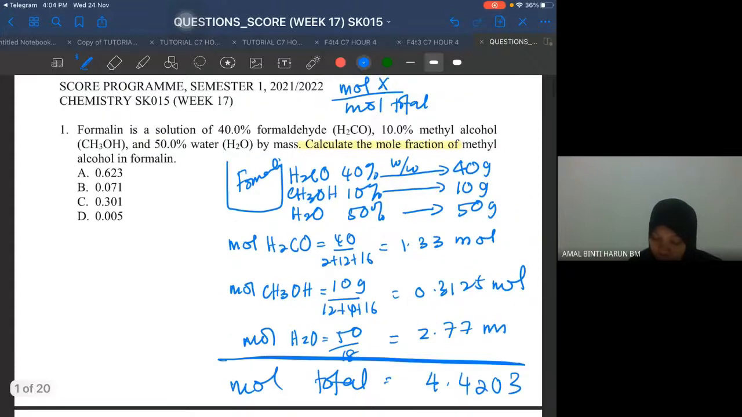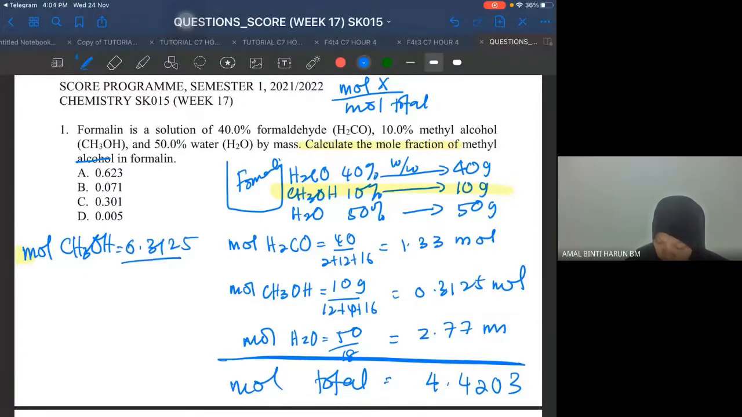Then soalan nak apa? Calculate the mole fraction methyl alcohol saja. Methyl alcohol ni yang ini. So mole methyl alcohol adalah the number of mole dia 0.3125 divide by total mole 4.4203. So it is 0.0706. So the closest answer is B. Okay, so jawapan dia B.